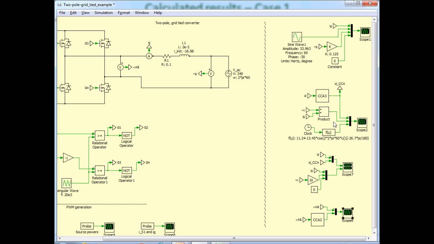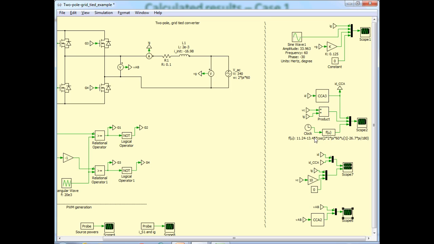The second waveform comes from the multiplication of the instantaneous control voltage, which was the turns ratio of our ideal transformer in the average model, times the measured grid current. That should also be exactly equal to the average value of the DC link current. So just for verification, I'm also plotting that.